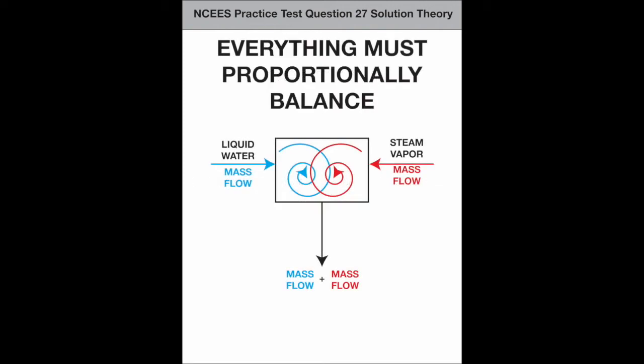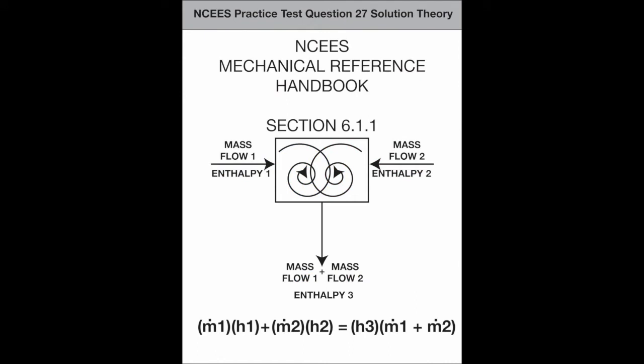The flowing fluids are water and steam, so to maintain proportional balances for the flows, you need to focus on the mass flow rates given. This will ensure that everything that goes in will come out in proper proportion. Notice in the NCEES Mechanical Reference Handbook, Section 6.1.1, that the proportional mixing of steam depends on mass flow values and enthalpies.